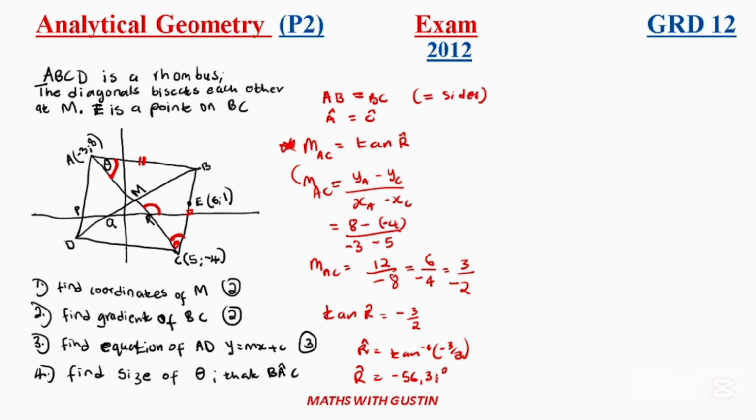56.31 degrees. Okay, but however guys, we can't have a negative angle, so you should know that you need to subtract it from 180. Where is tan negative? Tan is negative in the second quadrant, where r is equal to 180 minus 56.31. This will therefore be that answer there, plus 180.